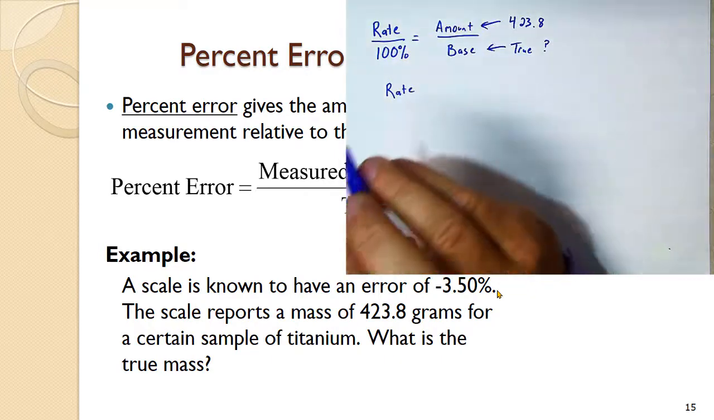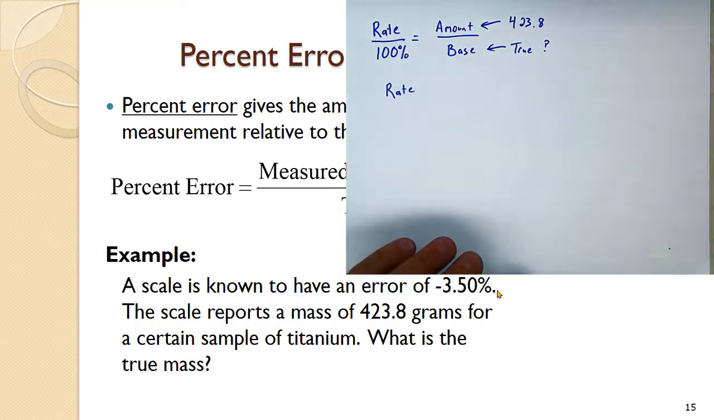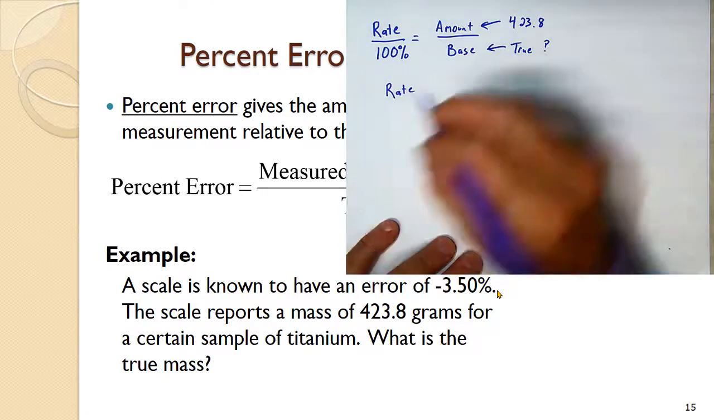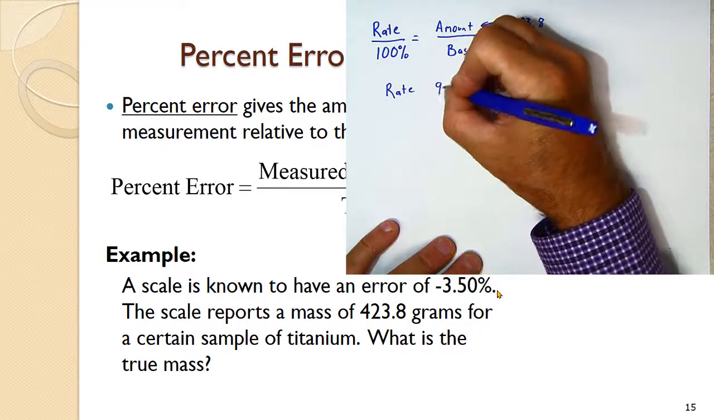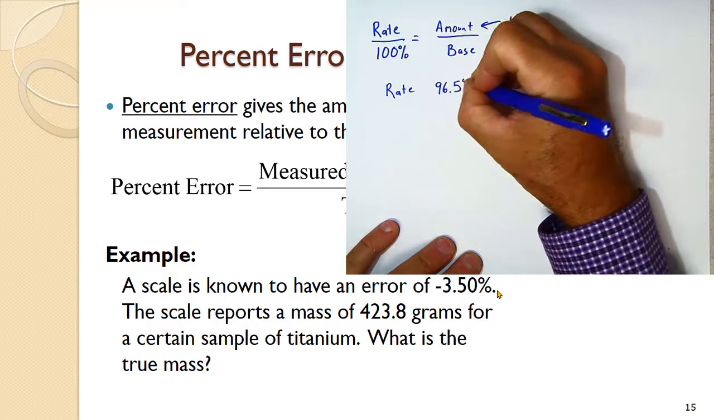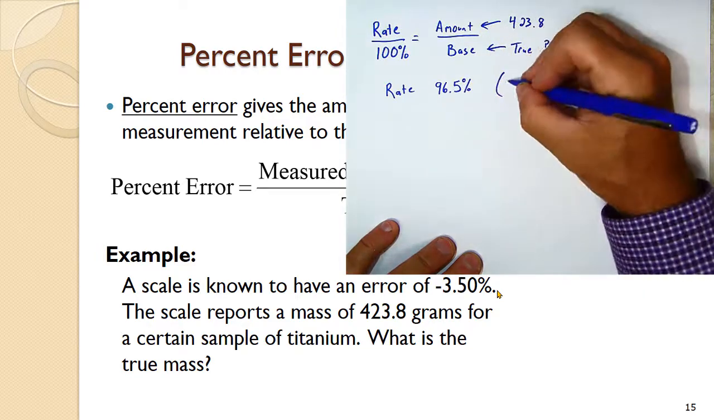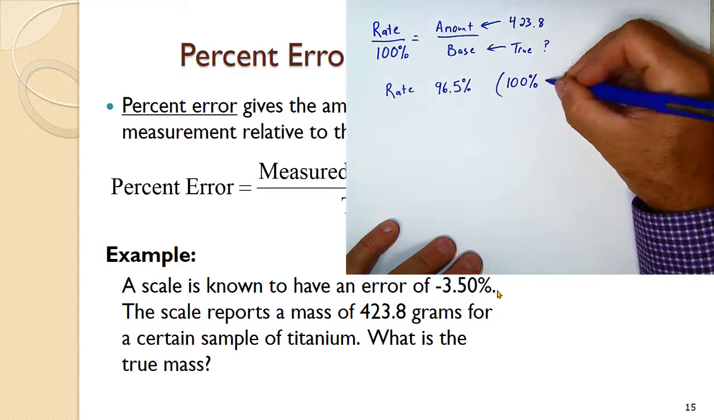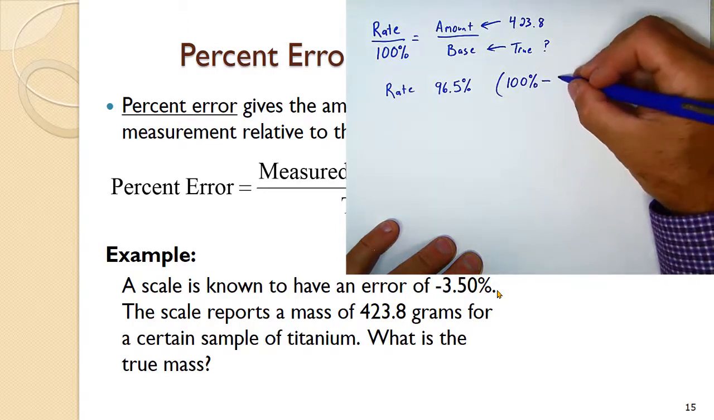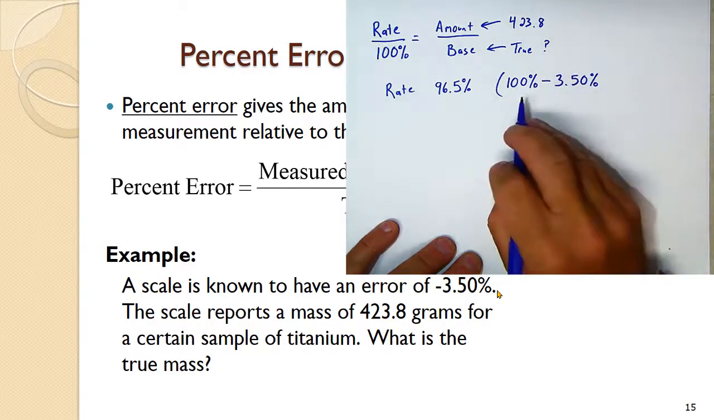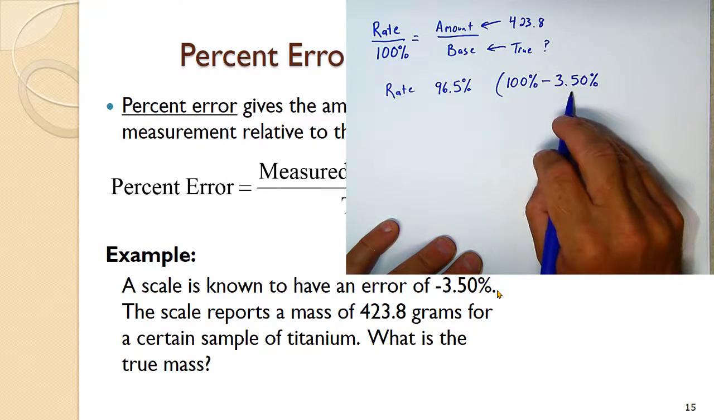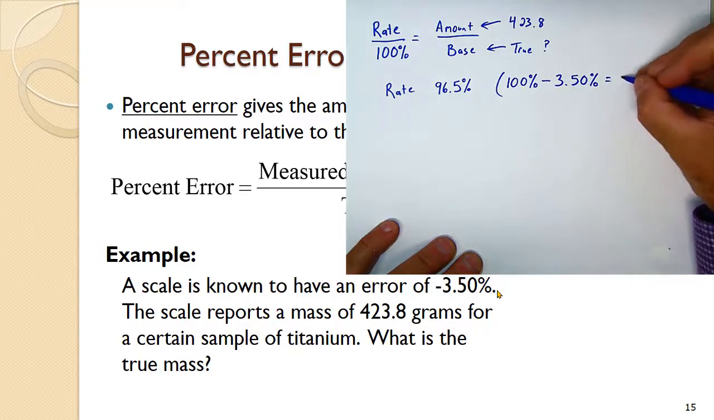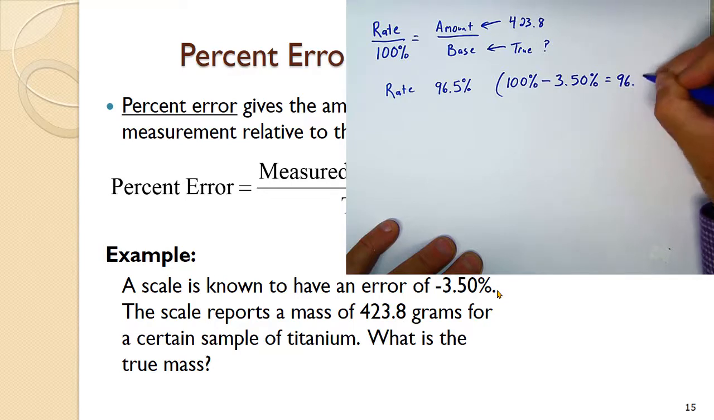Now our rate, this is the tricky part. Is the scale reporting the full 100% of the weight? It's not. Our rate would be 96.5% because the scale is reporting 3.5% too low, so it's not reporting the full weight of 100%. If we take the full weight minus the 3.5% that the scale is not reporting, we're left with 96.5%.